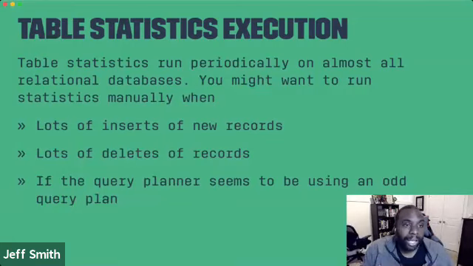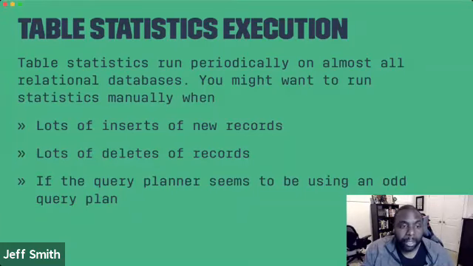Every database engine has a way to run statistics manually. You can run statistics on a specific table, or you can run statistics on the entire database. A time when you may want to run statistics manually is when you've done a lot of inserts of new records and a lot of deletes, and you plan on querying that table very soon after that.